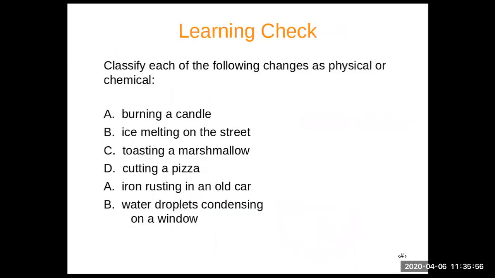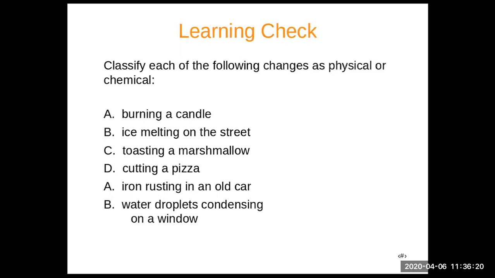So let's go through a learning check now. And I want you to classify each of the following changes as physical or chemical. So you have a list here of changes, and you need to decide if they are physical or chemical. You can pause the video now and do the work before you look at the answers.